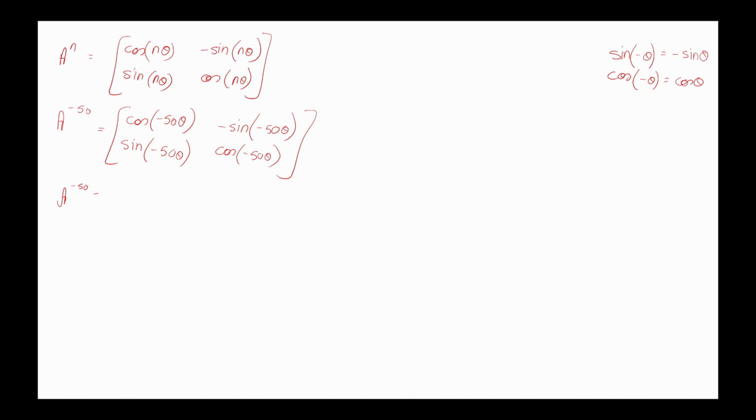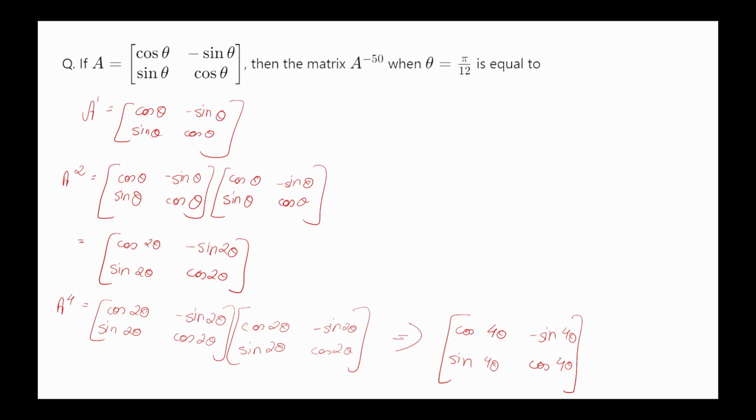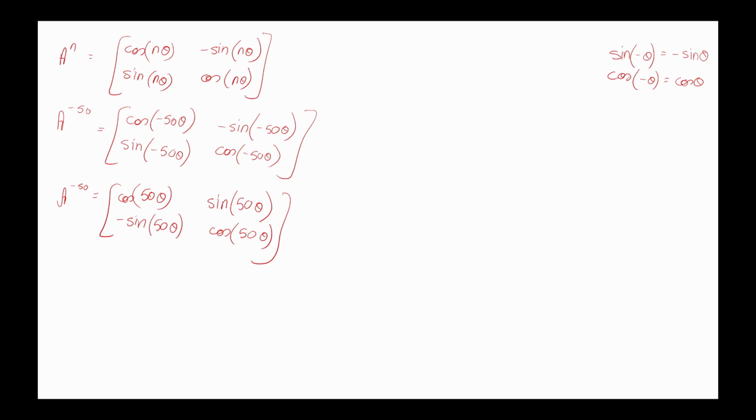So we would get a to the power minus 50 as cos of 50 theta, sine of 50 theta. Here we would have minus sine of 50 theta, and here we would have cos of 50 theta. Now let us try to simplify this 50 theta after putting the value of theta as pi by 12, because this is what we have to use as theta. So 50 into pi by 12 is nothing but 25 pi by 6.